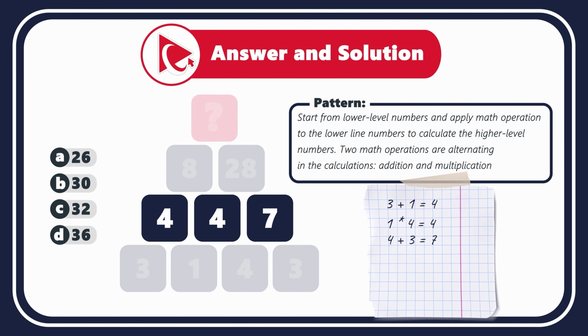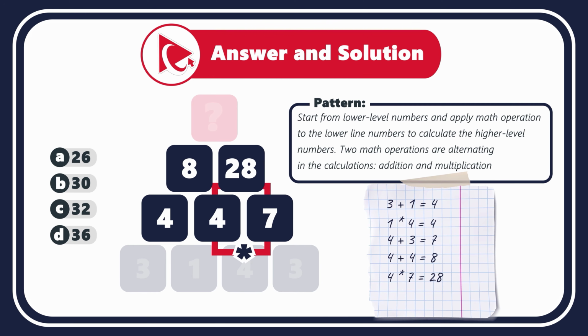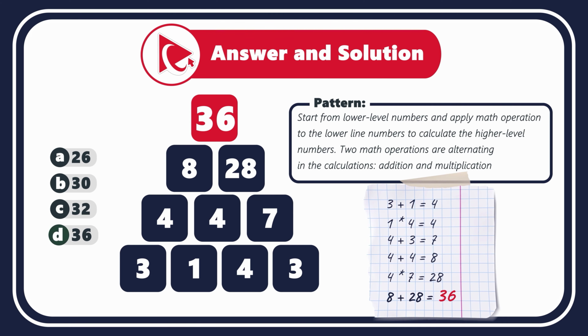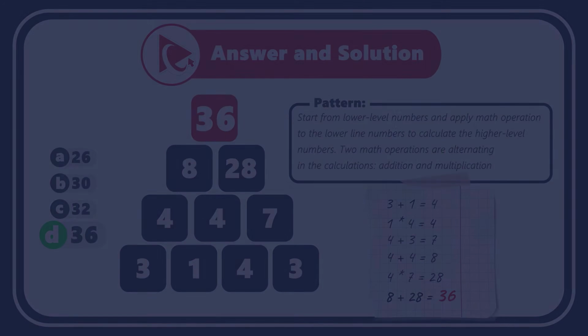Let's go to row 2. 4 plus 4 equals 8. But 4 multiplied by 7 equals 28. So to calculate the top number, we need to add 8 and 28 to get the final result of 36. So the correct answer here is choice D, 36.